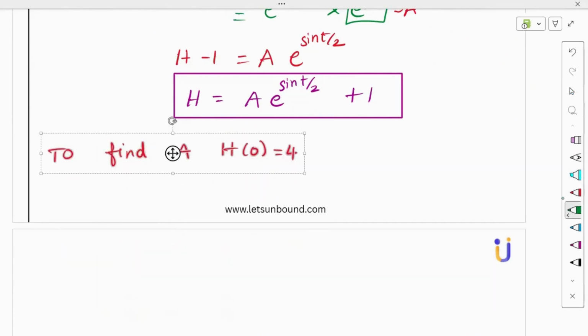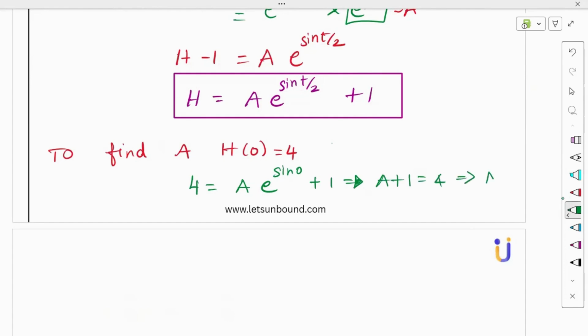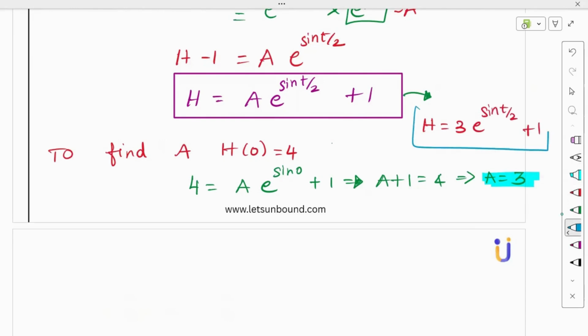Here we go. So 4 equal to a e power sine 0 by 2, sine 0, plus 1. And this implies e power sine 0 is e power 0, which is 1. So a plus 1 equal 4. And that implies a equal to 3. And that's it. You got your 3. Now this general solution is turned into a particular solution. h is equal to 3 e power sine t by 2 plus 1. This is the final answer.